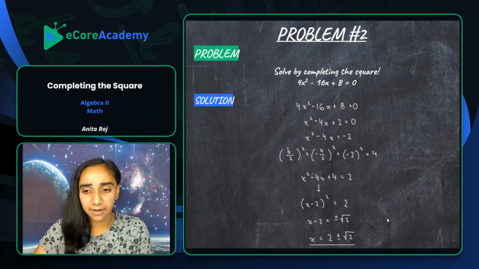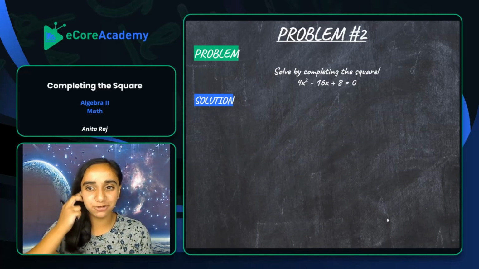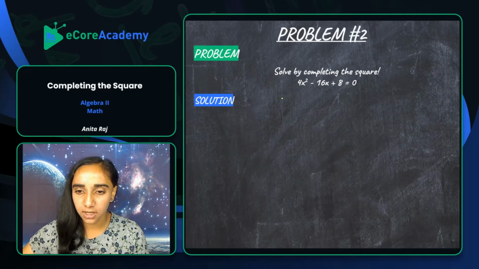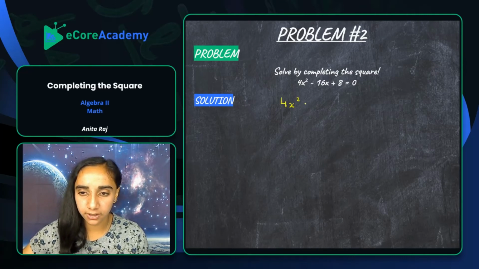Okay, hopefully that was enough time. That's going to go off the screen so we can do this problem together. So first, let's rewrite this quadratic equation we have. So 4x squared minus 16x plus 8 equals 0.